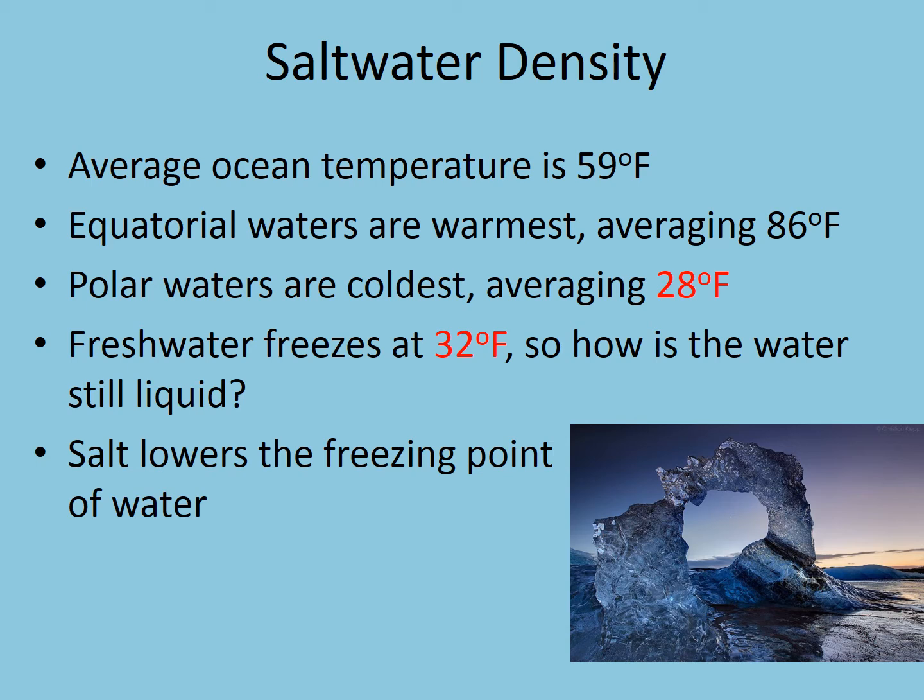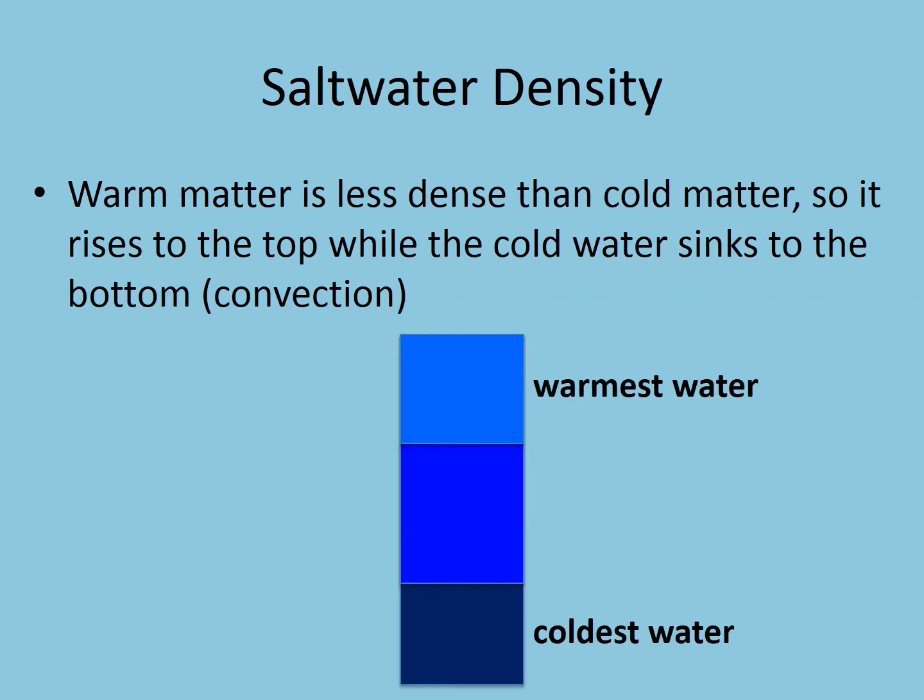It's also why we salt the roads in the winter when we think we're going to have winter precipitation, because we're trying to keep that stuff in liquid form, if at all possible, so that it doesn't freeze on our roads. So that's different temperatures on Earth, but when we're talking about saltwater density, we're talking more about how temperatures are affected in one particular place.